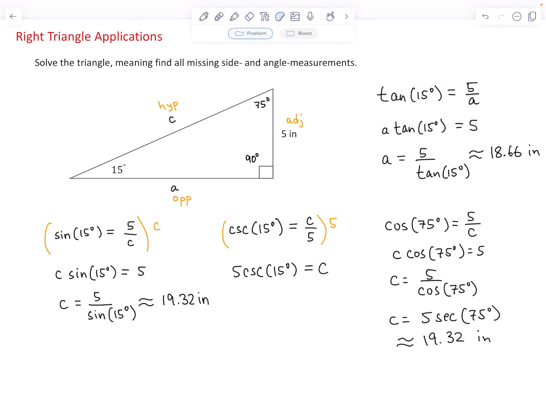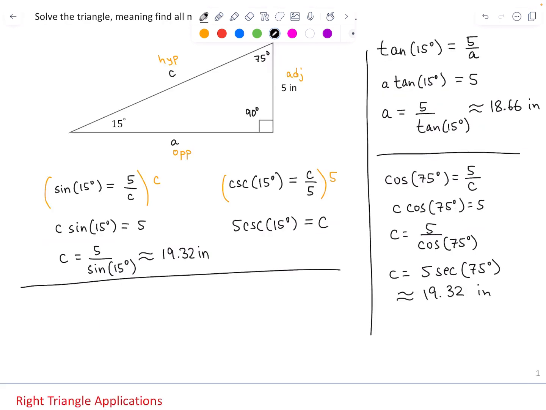So we are seeing here that you could have found A and C using the 15 degrees as your reference angle, or you could have found both A and C using the 75 degrees as your reference angle, or some mixture of the two. Of course, another way to find a missing side of a right triangle, if you already know 2 of the sides, is the Pythagorean theorem. Let's say we find C first, which we did, and then we know that by the Pythagorean theorem, that leg squared, which is a squared, plus other leg squared, which is 5 squared, needs to be equal to c squared.